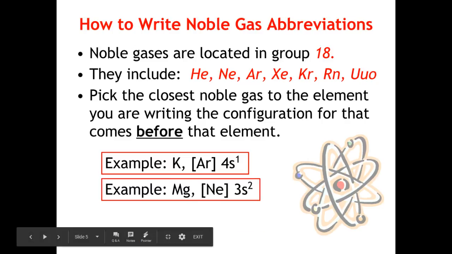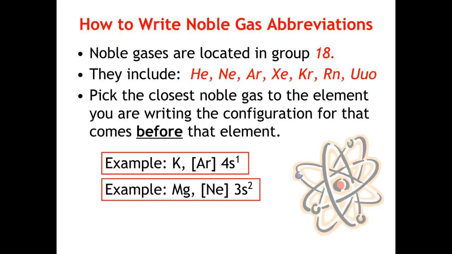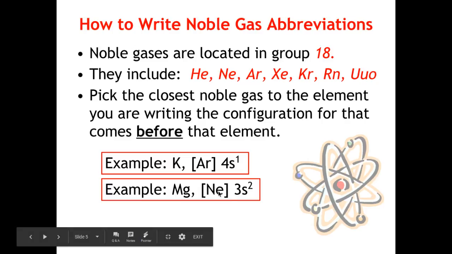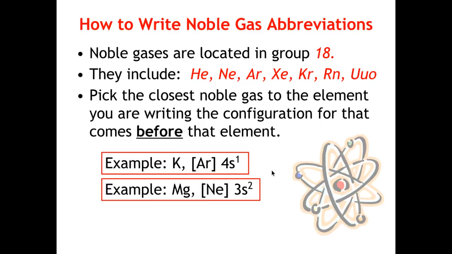Let's do another example. Magnesium. Magnesium has 12 electrons. So we're going to look on the periodic table and find the closest noble gas, which would be neon, which has 10. So we would put Ne, the atomic symbol for neon, put brackets around it, and then keep reading the periodic table like a book. Go on to the next energy level. We have sodium, which is 3s1. Then we have magnesium, 3s2. So this is the noble gas abbreviation for magnesium. Neon, brackets, 3s2.